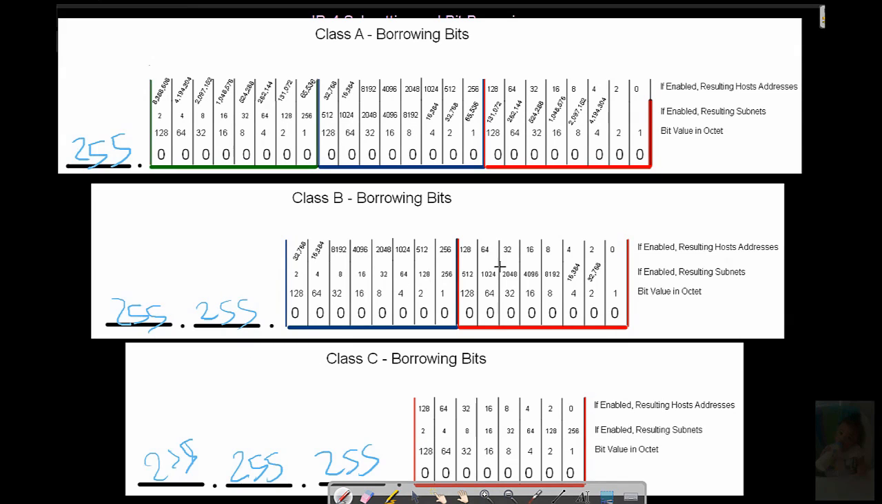These columns right here, this is the value of the bit if you borrow it, and if you enable it, this is the resulting subnets from doing that, and this is the resulting hosts if you do that.